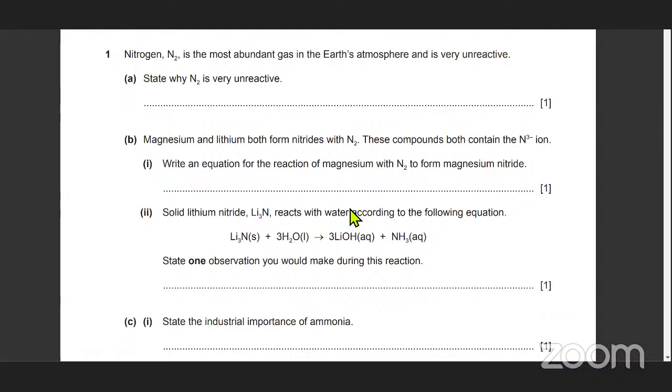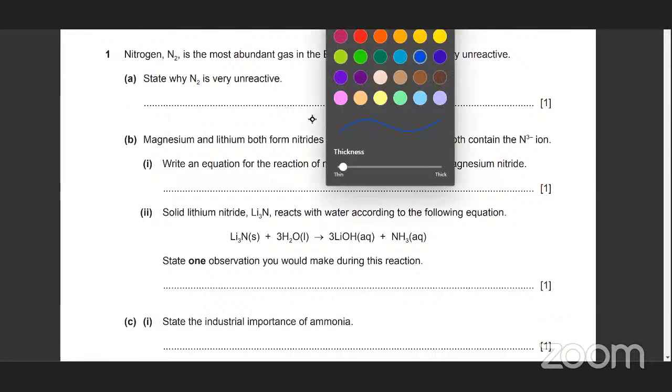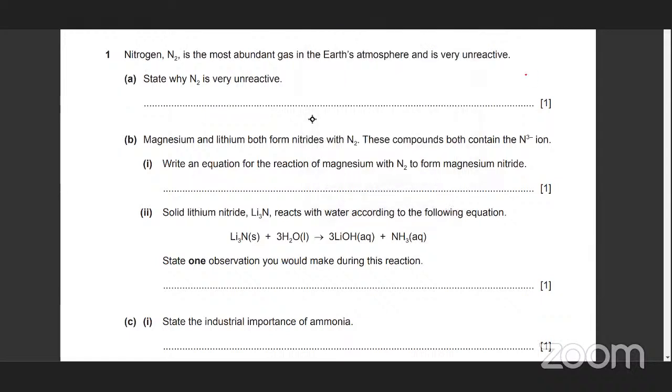Starting with the first question, why is N2 very unreactive? There are 2 reasons. One is that it has a strong triple bond. Since it's only 1 mark, that would be strong triple bond. The other thing is that it's non-polar as well, so it's not going to attract any molecules.